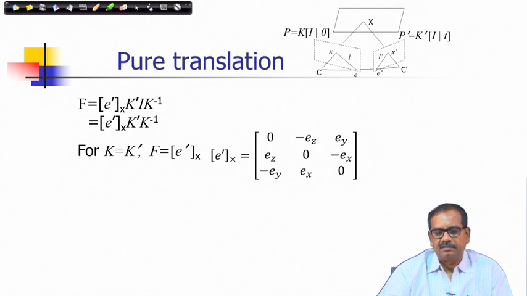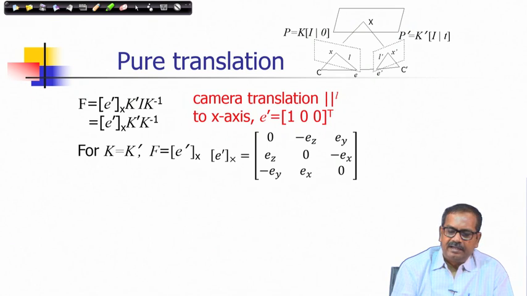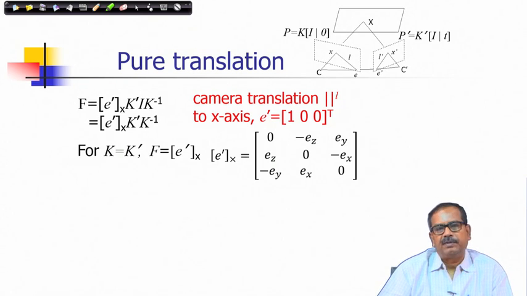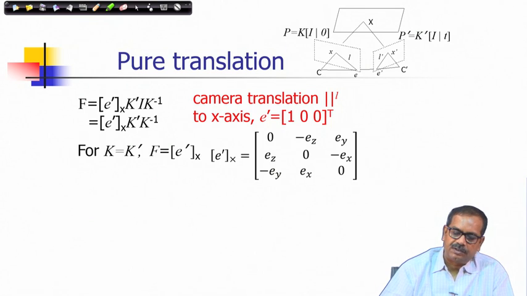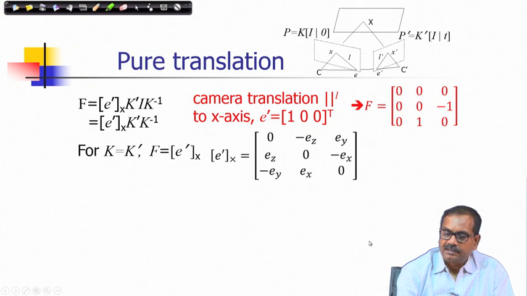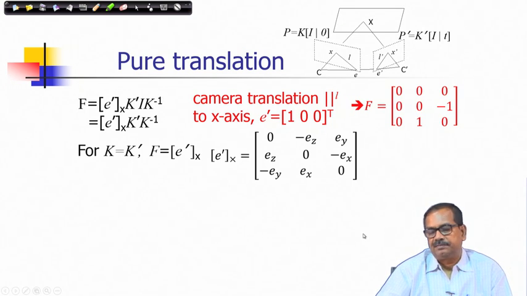We discussed why this form is there. This is the definition of E prime cross, and if you consider a special kind of translation that is parallel to the x axis, then E prime is the vanishing point of x axis, which is given by 1 0 0. That is the intersection. So, this fundamental matrix has a structure like this, with only 2 non-zero elements, and the structure is very simple.